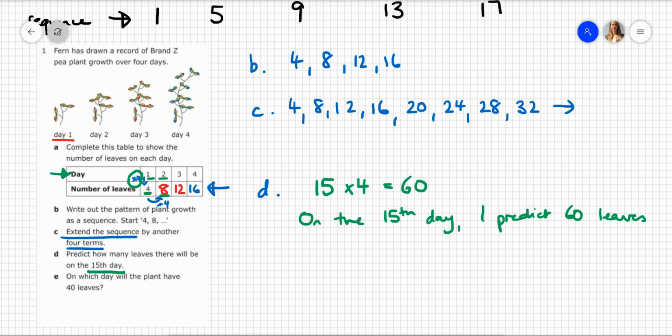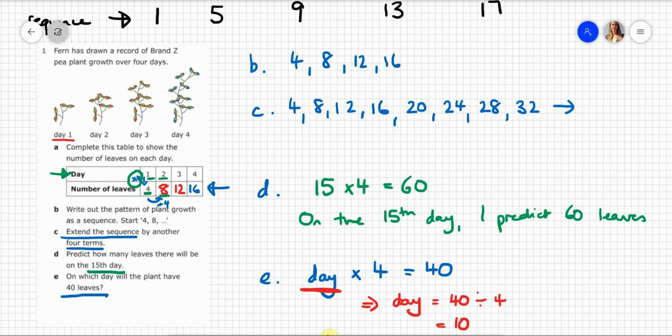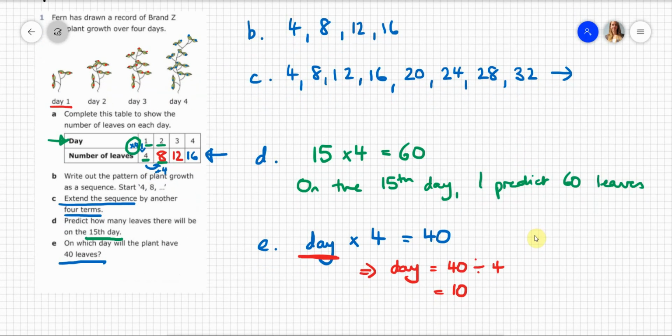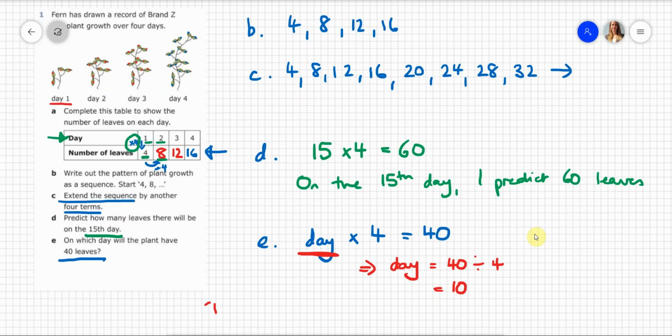Finally, part E. On which day will the plant have 40 leaves? Well, we know that if we take the day and we multiply it by 4, that gives us the number of leaves. So which day, when I multiply it by 4, will give me 40? Well, the day must be 40 divided by 4, so it will be day 10. So then I'm going to do a sentence. The plant will have 40 leaves on day 10.